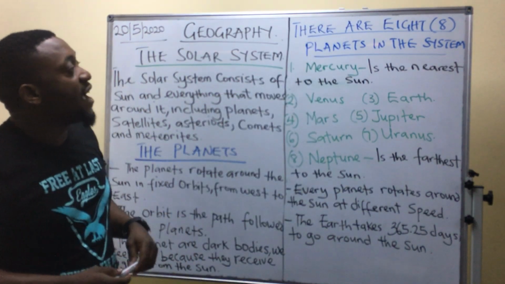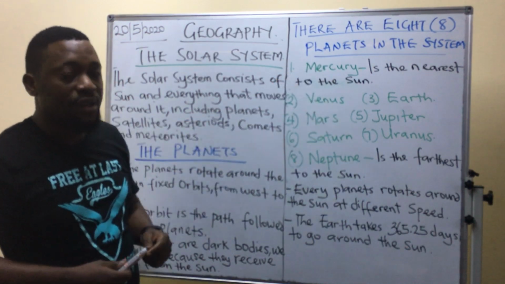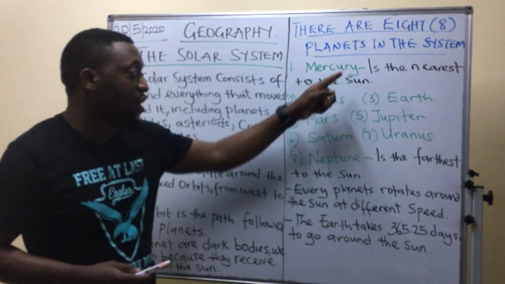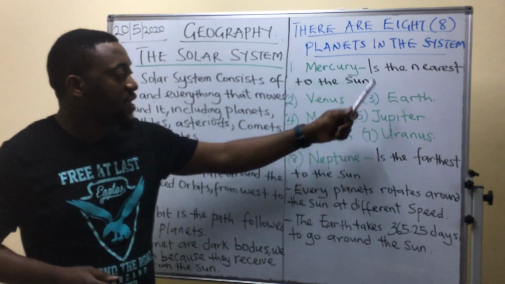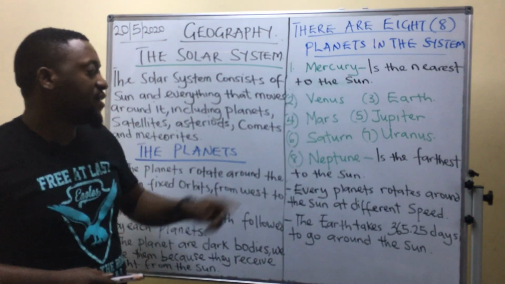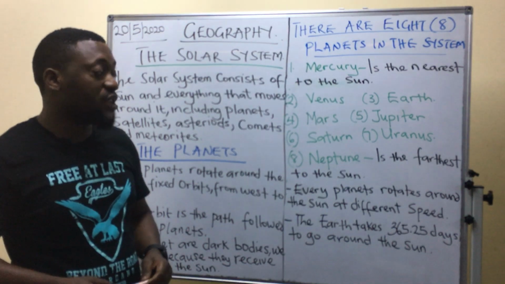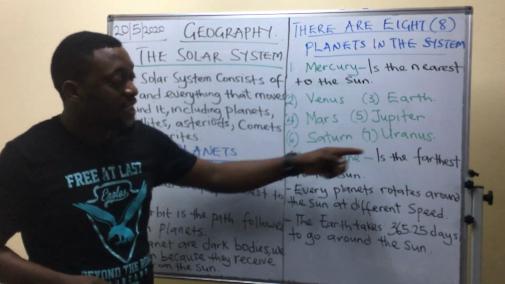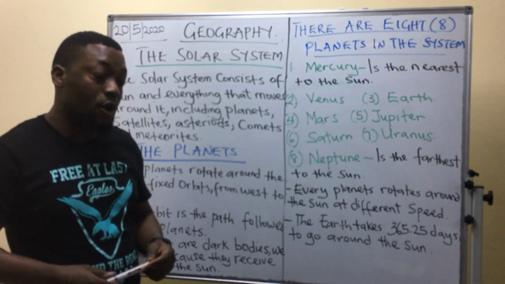Here I wrote there are 8 planets, which I mentioned before. The first one is Mercury, which I said is the nearest to the sun. Then the second one is Venus. The third one is the Earth. The fourth one, Mars. The fifth one, Jupiter. The sixth one, Saturn. The seventh one, Uranus. Then the last one is Neptune. See, Neptune is the farthest from the sun. That is, Neptune is very far from the sun.